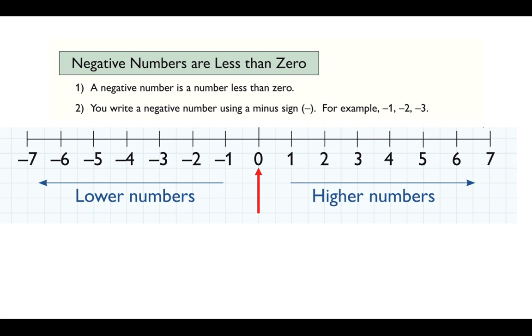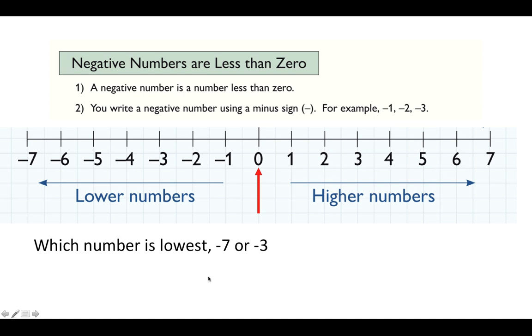The easiest way to think of negative numbers is using a number line. Here we have the 0, and down this side, going backwards, the numbers get lower and lower. On this side of the 0, going forwards, the numbers get higher. And if I start at this end and move along, the numbers get higher.